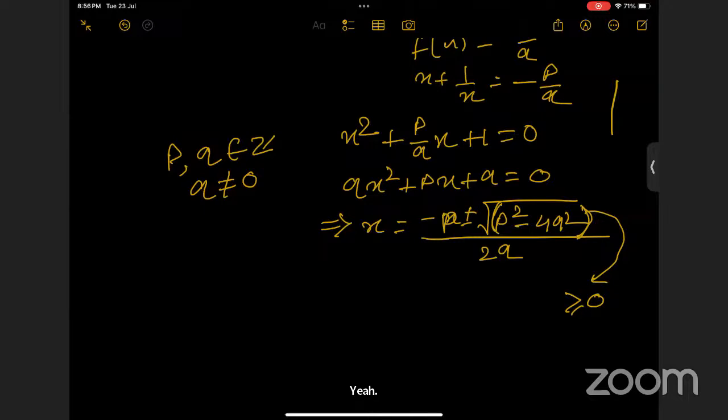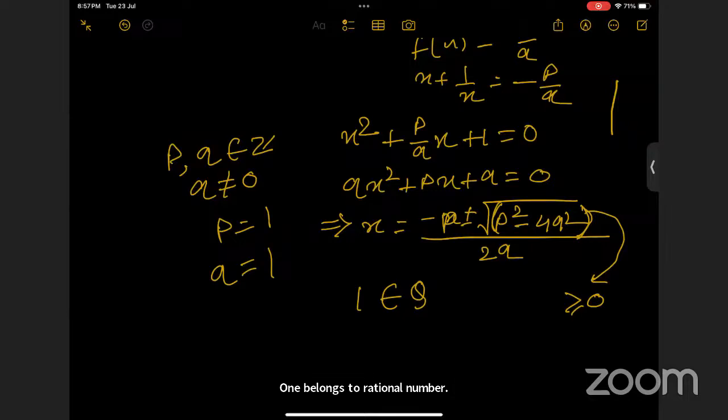We can take x plus 1 by x. If you plot it, it comes from minus infinity and goes down to minus infinity at 0. So if we take P equals 1 and Q equals 1, belonging to the rational numbers, then it will be imaginary. If you take P and Q equal to 1, then obviously it will be imaginary, right?